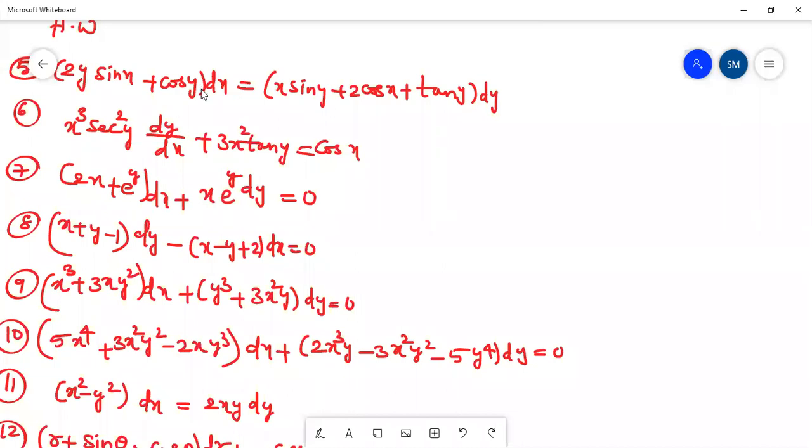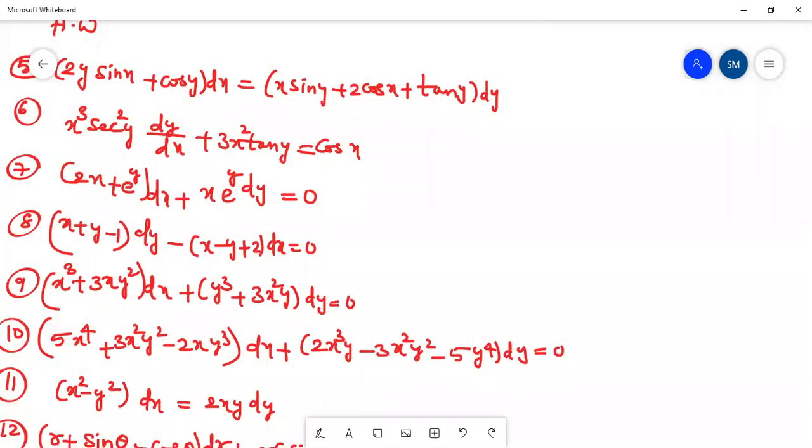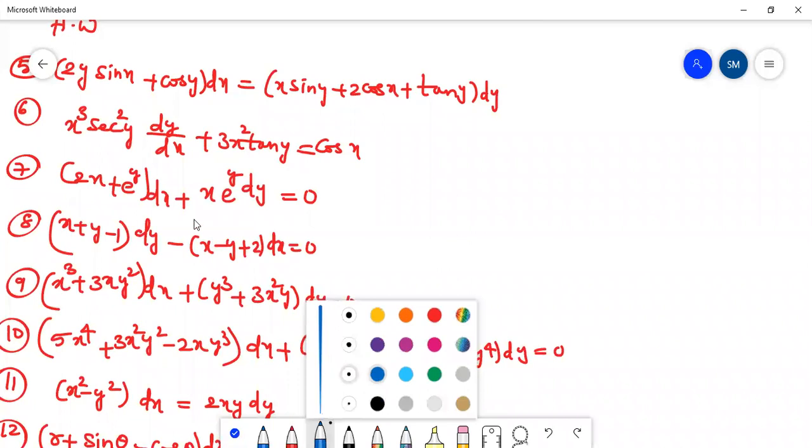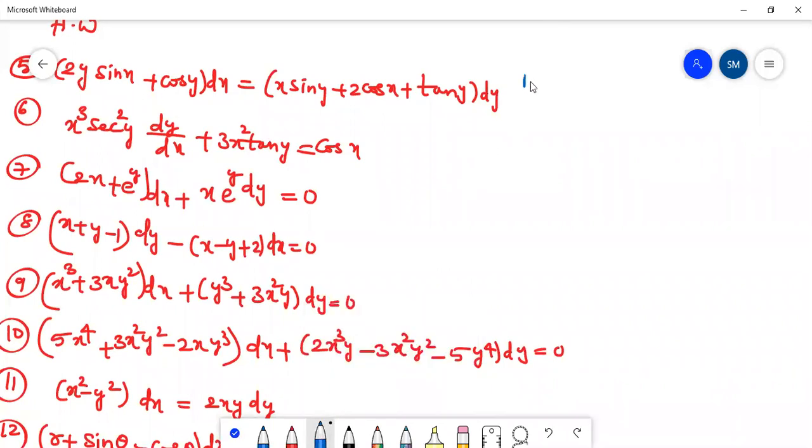Here the equation is compared with M dx plus N dy. What is the M function? M equal to 2y sin x plus cos y. It is M. And N is minus of this whole term, this is the dy coefficient, so N is minus of x sin y plus 2 cos x plus tan y.